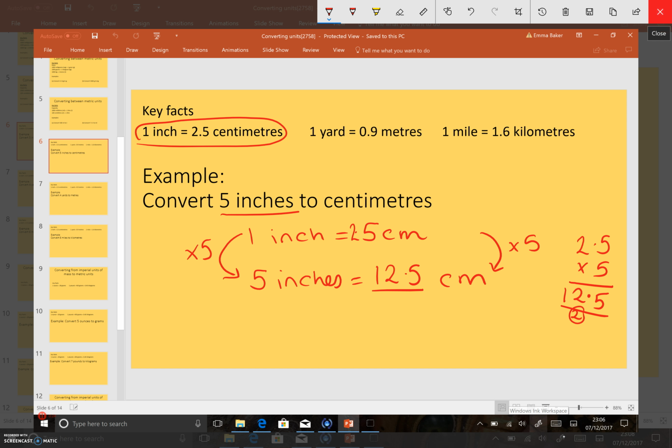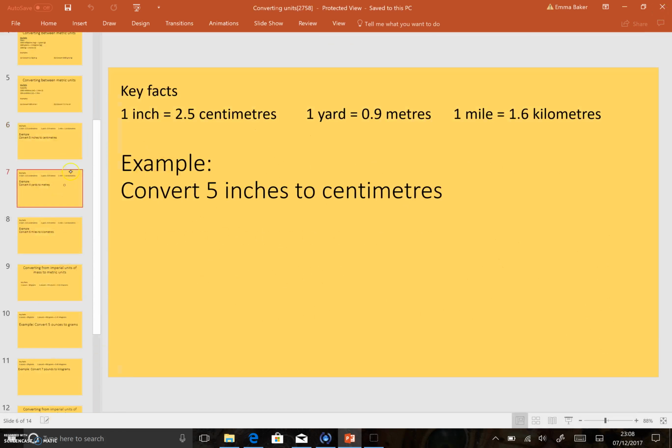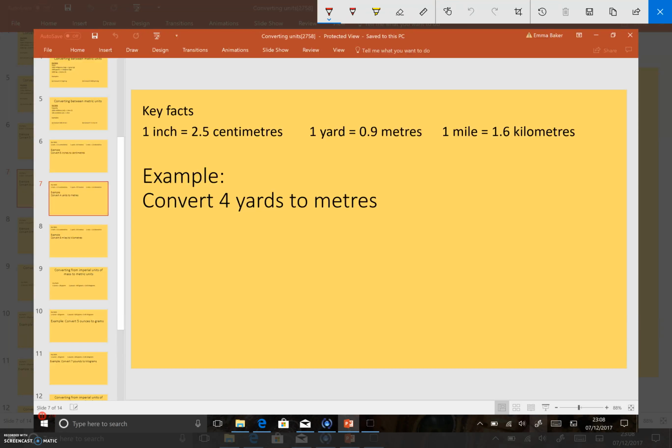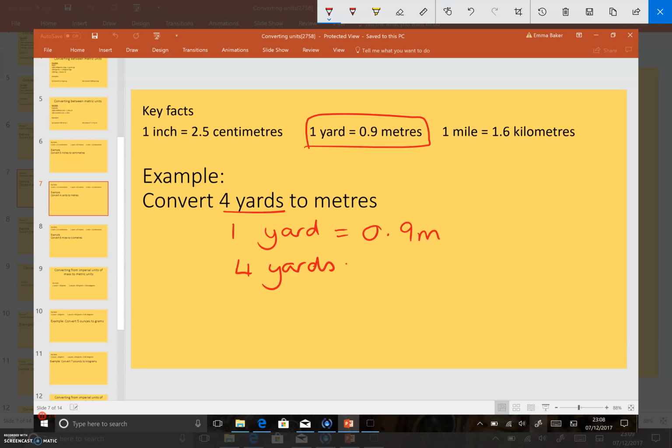If we look at another example here, and I want to convert yards to metres, here I'm looking at the top again, I'm thinking which one's appropriate here. I want to use this one. 1 yard is 0.9 metres. I want to work out 4 yards. So I'm saying how many metres is it?